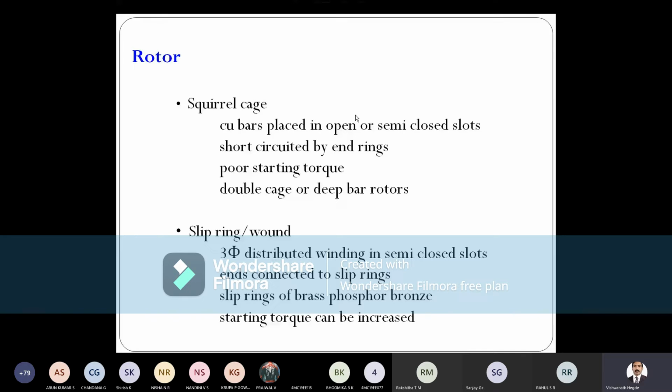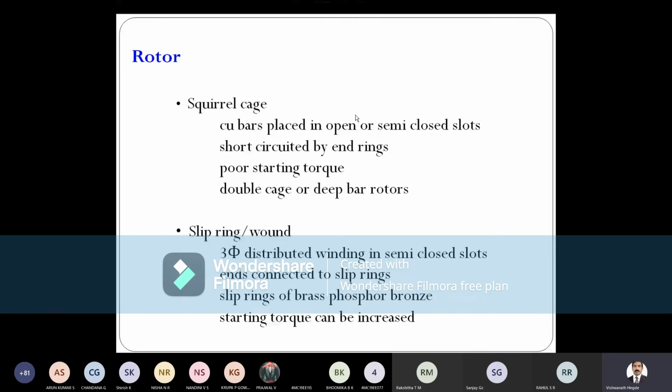Generally, squirrel cage and slip ring. Sometimes slip ring induction motor is also called wound rotor. Okay. So let us go into the brief details of construction of these rotors. Squirrel cage rotor is called so because once the rotor is completely finished, it looks like the cage of a squirrel. That's why it is called squirrel cage.